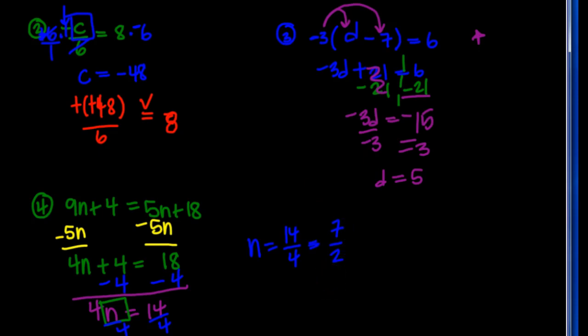All right, plugging that back in and check. You can plug in 3.5 and do this on your calculator if you want to. It's totally fine with me. Do a quick check. So 9 times 3.5 plus 4 is equal to 5 times 3.5 plus 18. And you should get the same number on both sides on that.